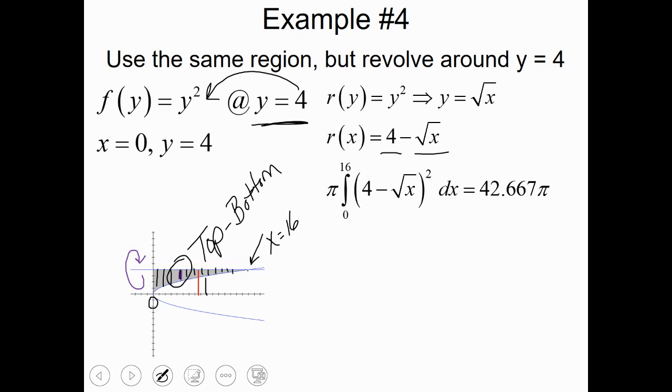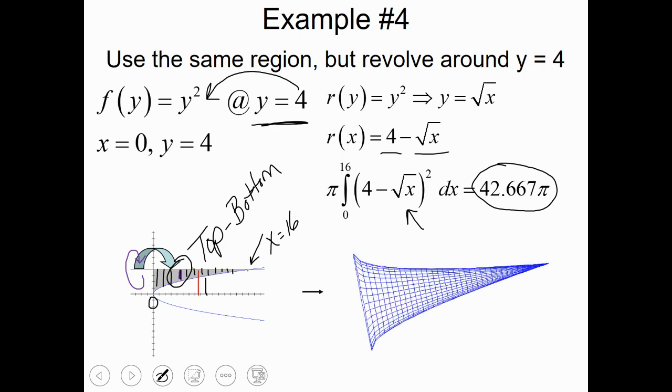So those are my boundaries. My radius is top minus bottom, so 4 minus the square root of x, and I have to square all that. Now I want to tell you something about your calculator. When you put a function into your calculator to integrate and it has a radical in it, for some reason the calculator goes a little berserk and will not put your answer in fraction form. It actually ends up being exactly 42 and 2/3, but the calculator hates that square root and will keep writing it like this. The good thing is we can still write it out to 3 decimal places.